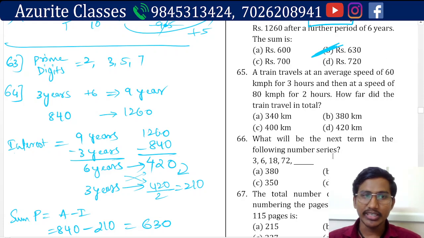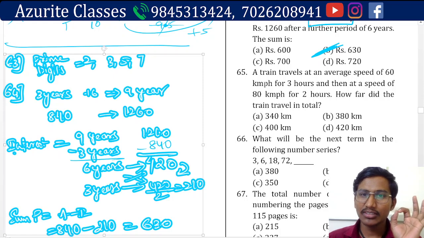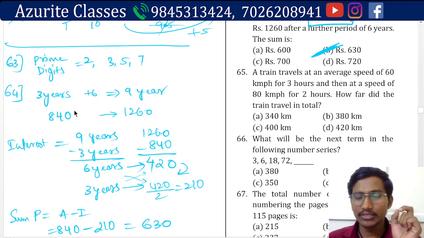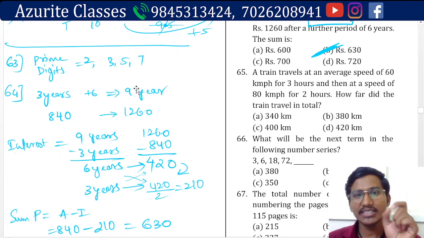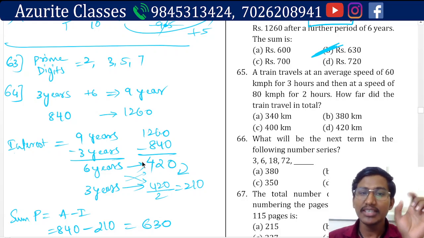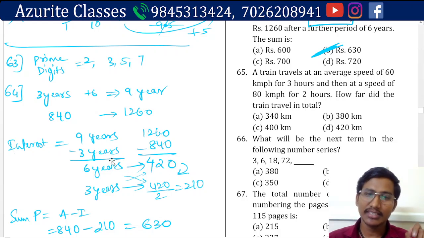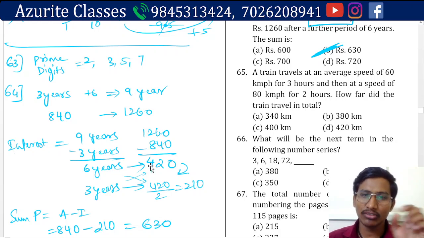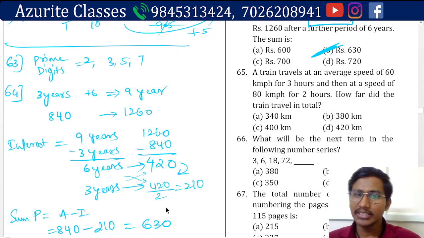Okay, good. I hope you understood. You can watch this again. It is very easy. So for 3 years we know the sum is 840, and for 9 years it is 1200. That is 6 more years, 3 plus 6 is 9 years. If you subtract the amounts, you will get 420 rupees, that is the interest for 6 years. Then find the 3 years interest by cross multiplying or taking half, and you get the answer.